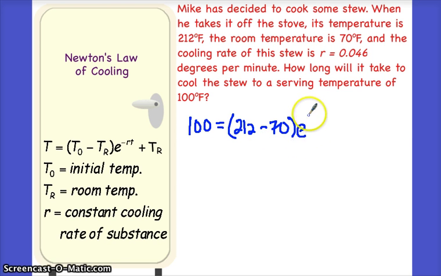E to the negative, note e to a negative number, so we're doing an exponential decay problem. Our temperature is going down. I'm going to put my negative rate of decay times T, and then plus the room temperature again over here at the end. Take a few seconds to think through, now that we've got the problem set up, how can we use the idea of logarithms to help us solve this equation?